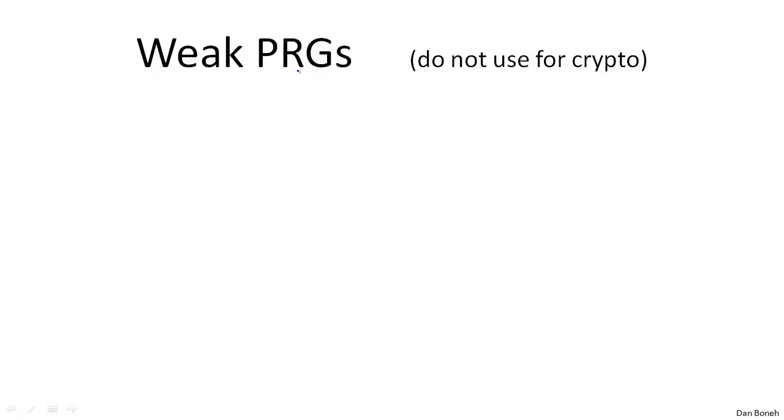Now that we've seen that PRGs have to be unpredictable, I just want to mention a couple of weak PRGs that should never ever be used for crypto. This is a very common mistake, and I want to make sure none of you make this mistake. A very common PRG that should never be used for crypto is called a linear congruential generator. Let me explain what it is. Basically, it has three parameters, which I'll call a, b, and p. a and b are just integers, and p is a prime.